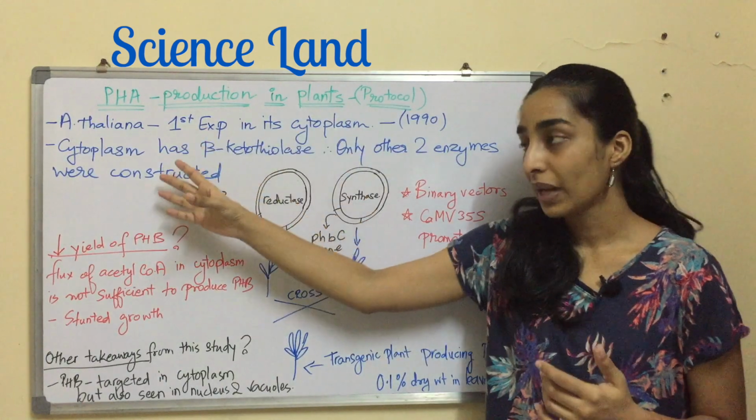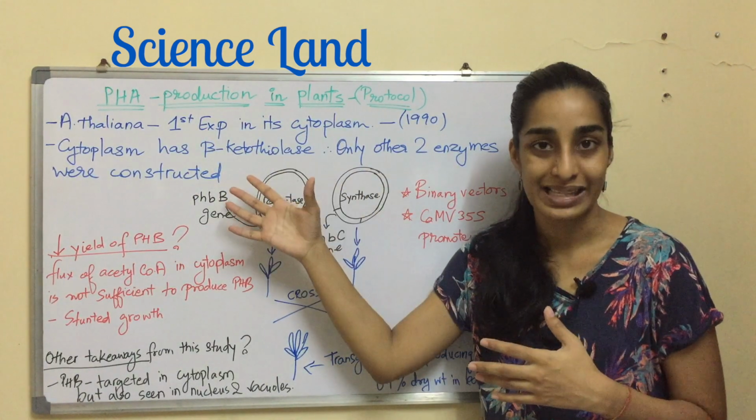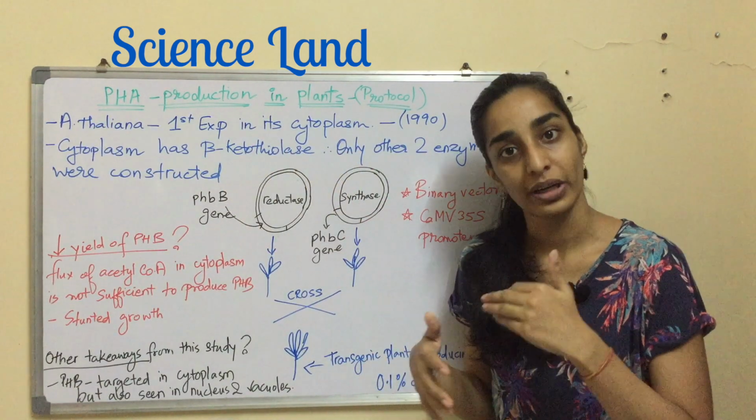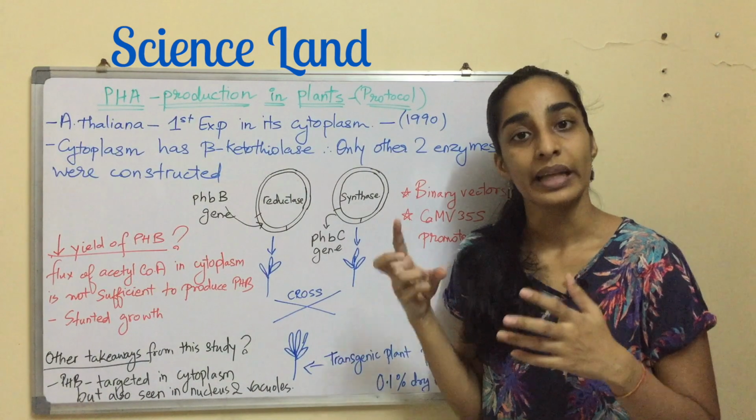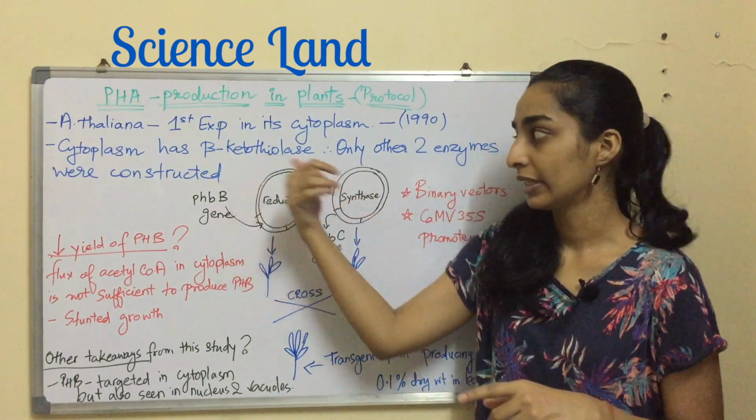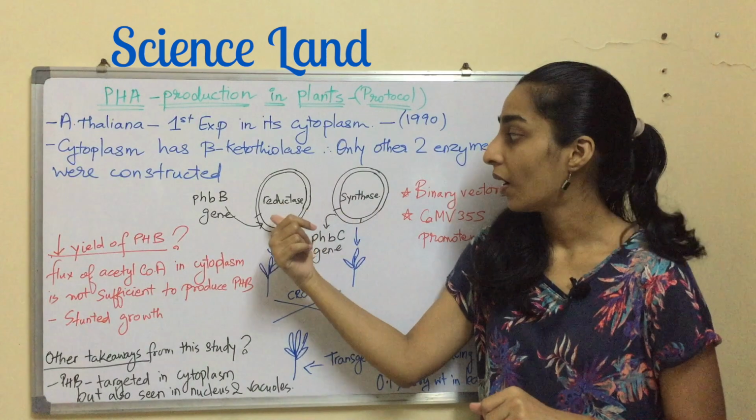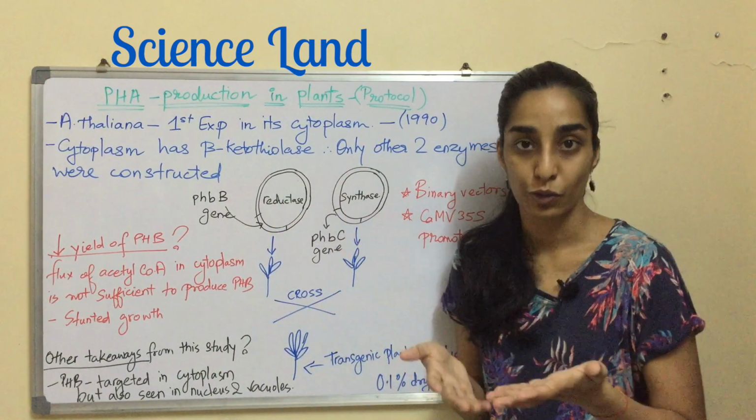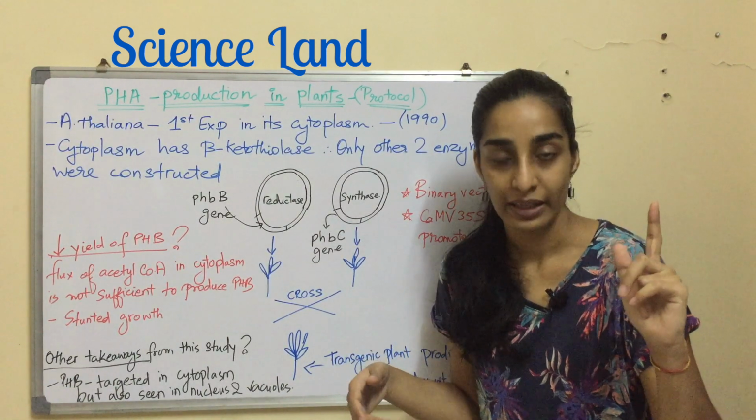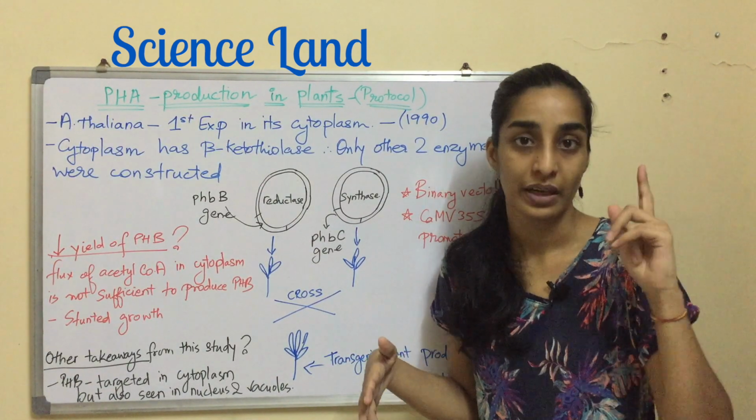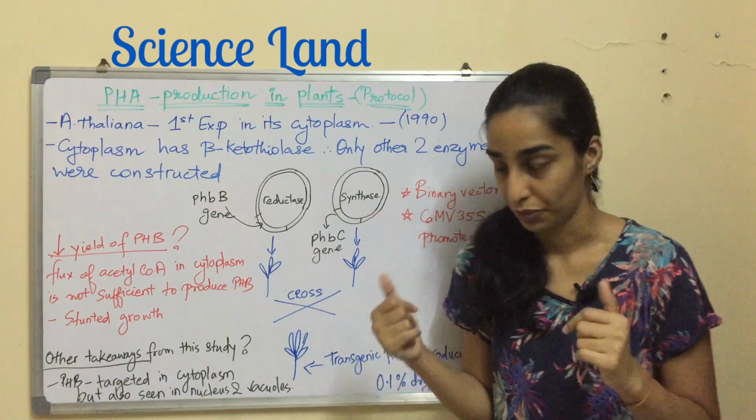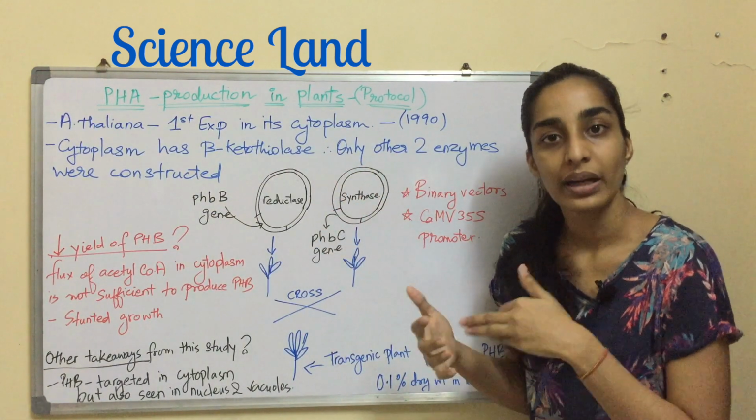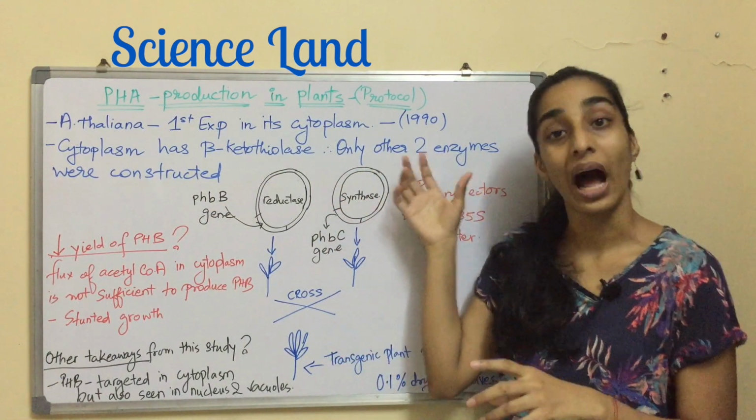Okay. Now, cytoplasm already has an enzyme called beta-ketothiolase. Now, this enzyme is one of the enzymes which are required to produce PHB. There are total 3 enzymes. The first one is beta-ketothiolase. Second one is the acetoacetyl reductase, and the third one is PHB synthase. If you don't know, there is this video which I've made about PHB biosynthesis. It is there in the card. You can check the video out. Okay. So since the cytoplasm already has beta-ketothiolase, you only require the vectors for the other 2 enzymes.